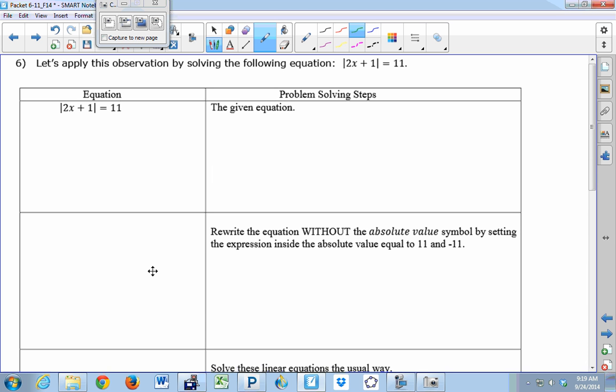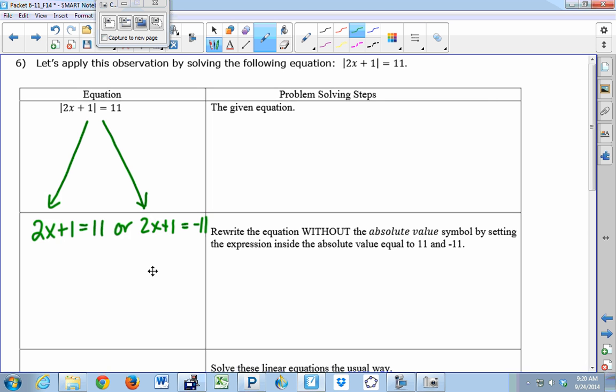So this stuff, what we call 2x plus 1, can either be 11 or 2x plus 1 could be a negative 11. Because I know the absolute value of 11 is 11 and the absolute value of negative 11 is 11. So whenever you have an absolute value equation, you must rewrite it without the absolute value as 2 equations. One is the oops, thank you. Yell at me when I put a 1 in instead of 11.